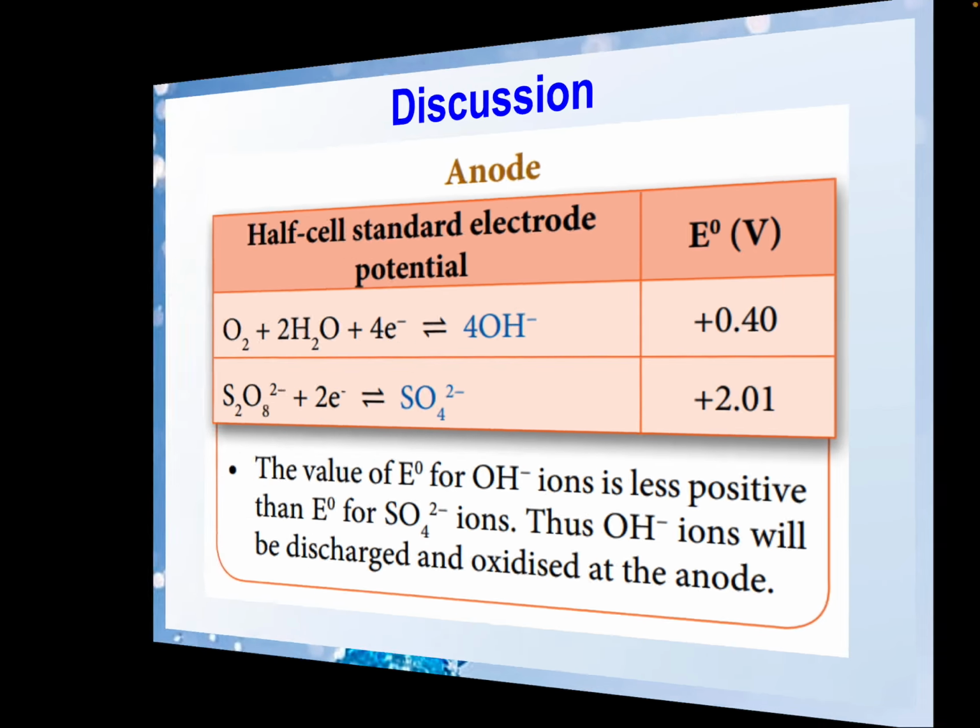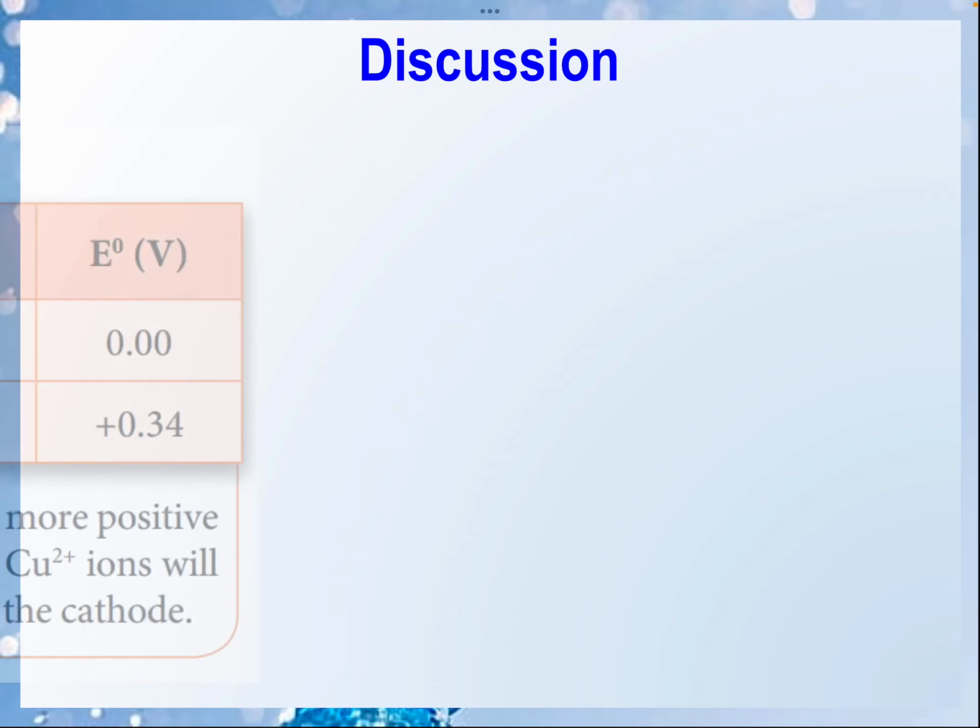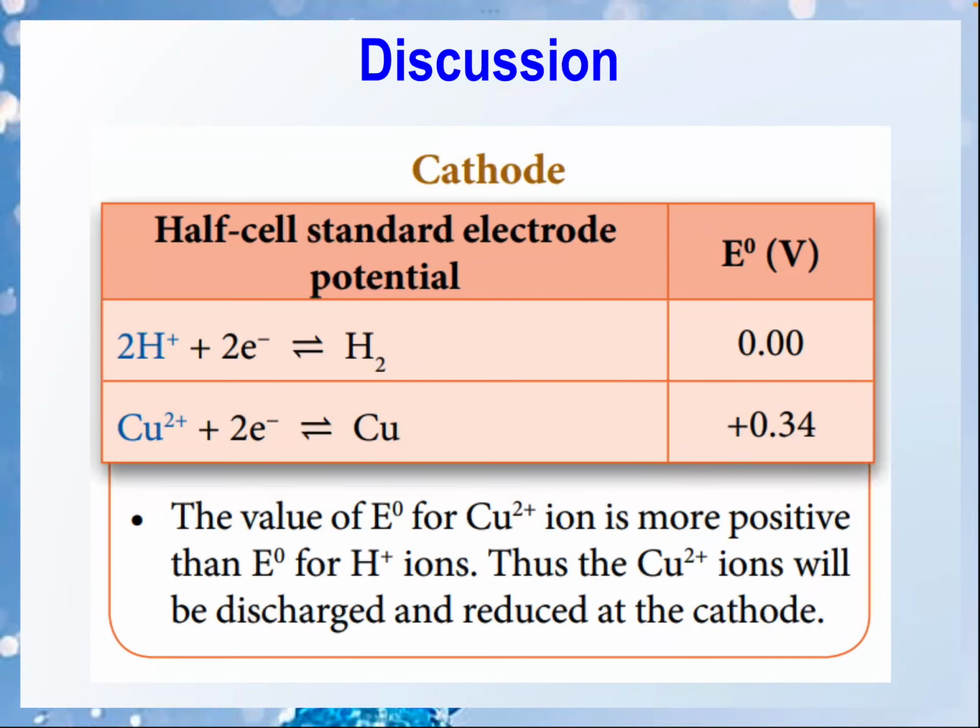Okay, next kita tengok dekat cathode pula. Kalau kat cathode kena lebih positif kan, sebab kita nak terima elektron. Okay, so tengok the value of E0 for copper 2 plus ions is more positive.